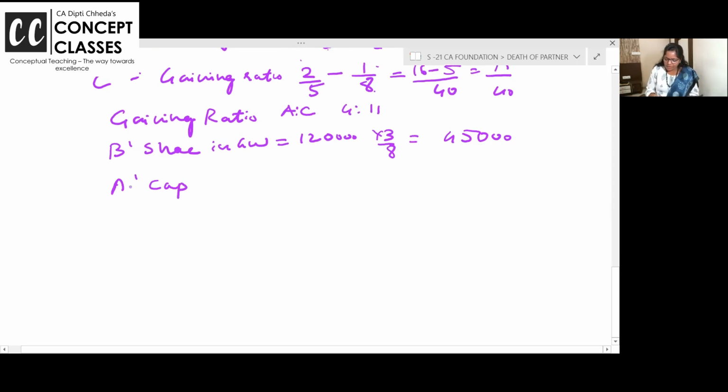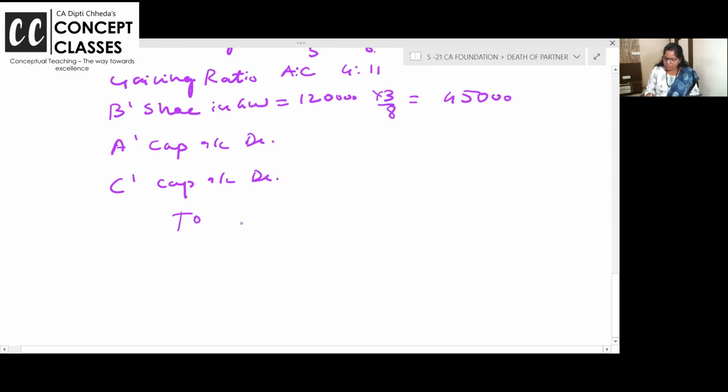A's capital account debit, C's capital account debit to B's capital account, 45,000. 45,000 into 4 divided by 15, 12,000. 45,000 into 11 divided by 15, 33,000.